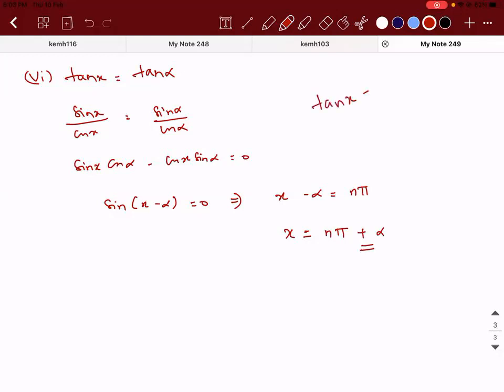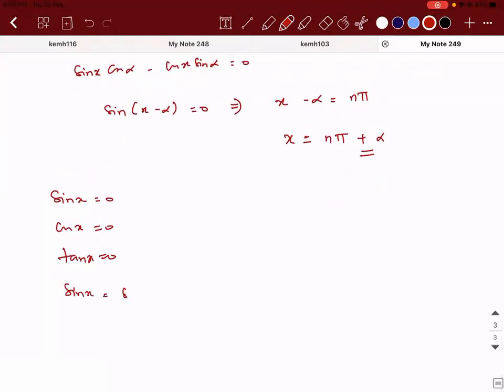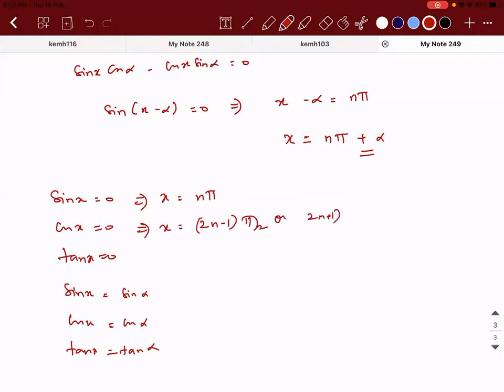That is, if tan x is equal to root 3, for example, this you will write as tan of pi by 3. And x is how much? n pi plus pi by 3. So these are the 6 trigonometric equations for which you're supposed to memorize the solutions. So if I have to summarize it, sin x is equal to 0, cos x is equal to 0, and tan x is equal to 0. Then sin x is equal to sin alpha, cos x is equal to cos alpha, tan x is equal to tan alpha. So here x is equal to n pi, here x is equal to (2n minus 1) into pi by 2 or (2n plus 1) into pi by 2.